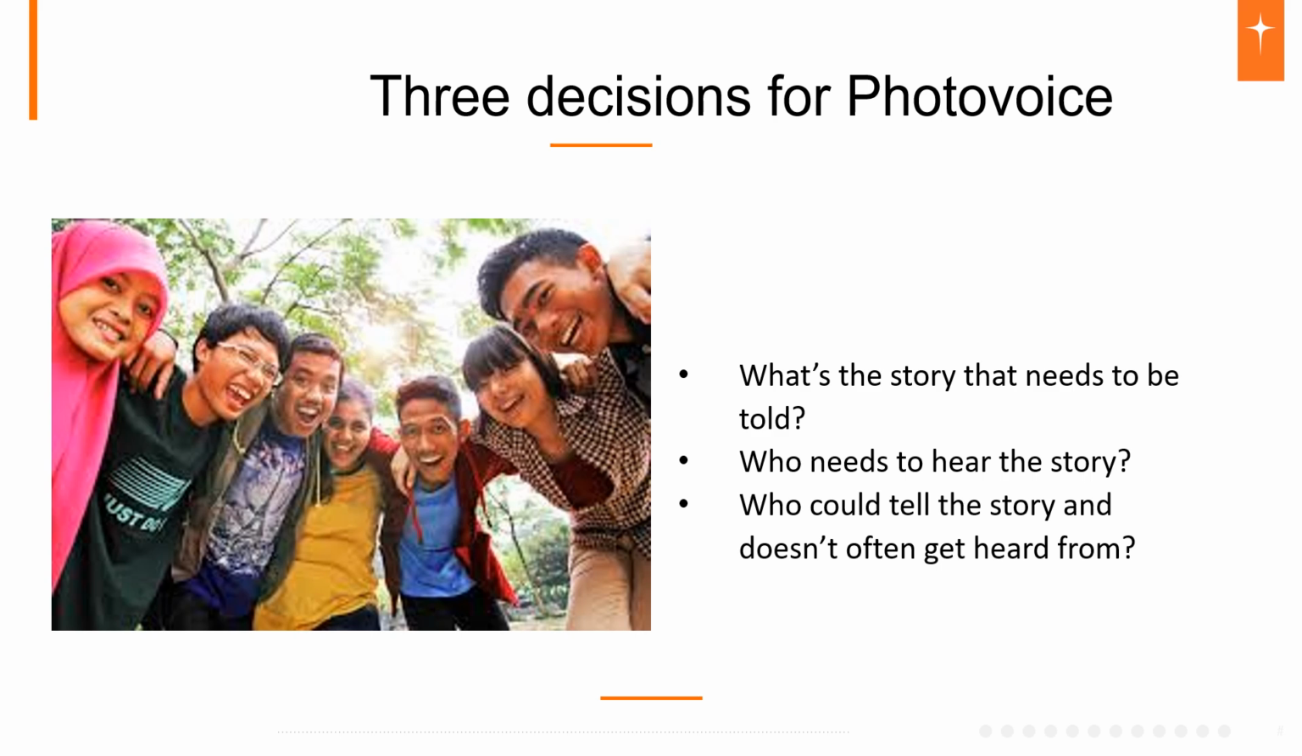When planning for Photovoice, the community facilitators will learn how to make these three decisions. What's the story that needs to be told? The answer to this would point them in the direction of their study question or research question. Who needs to hear the story? This would help give them their intended audience. And who could tell the story? That helps them realize who the Photovoice participants need to be. It could be youth, elders, young mothers, truck drivers, or whoever is best suited to tell the story.